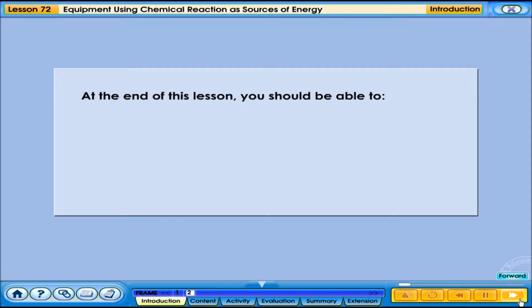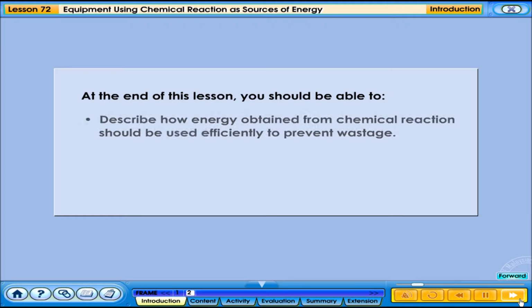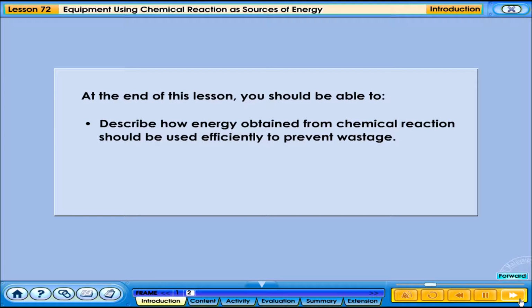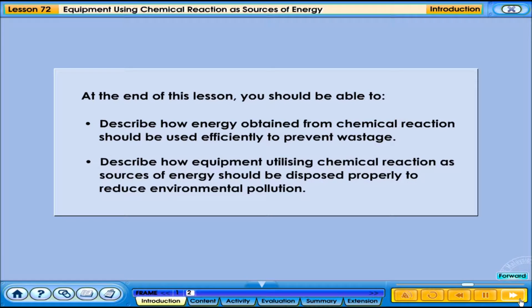At the end of this lesson, you should be able to describe how energy obtained from chemical reaction should be used efficiently to prevent wastage. Describe how equipment utilizing chemical reaction as sources of energy should be disposed properly to reduce environmental pollution.